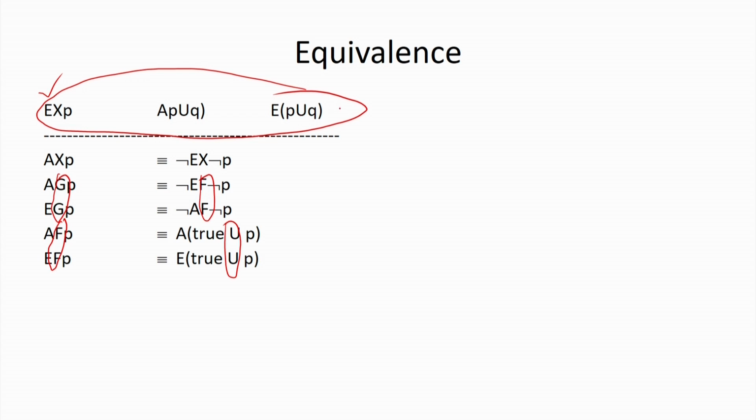So, if you know how to check the root values of these 3 operators, eventually we will be knowing the root values of their corresponding operators also, because they can be eventually converted to these particular until operators. So, that is why I said that this is an adequate set of temporal operators.